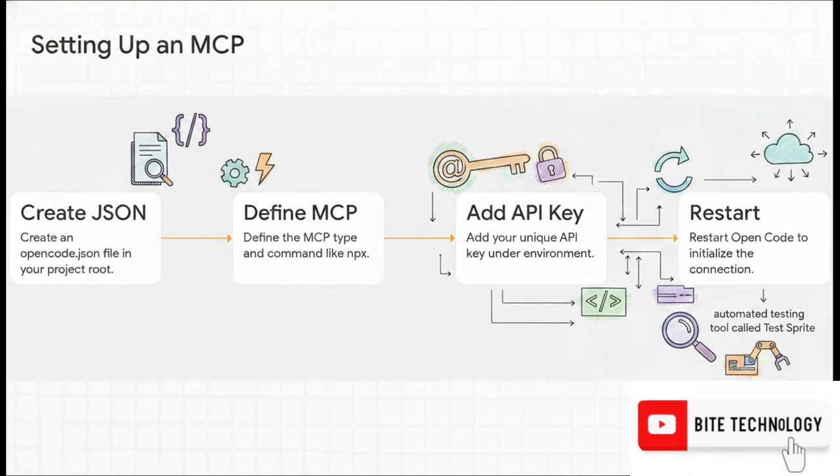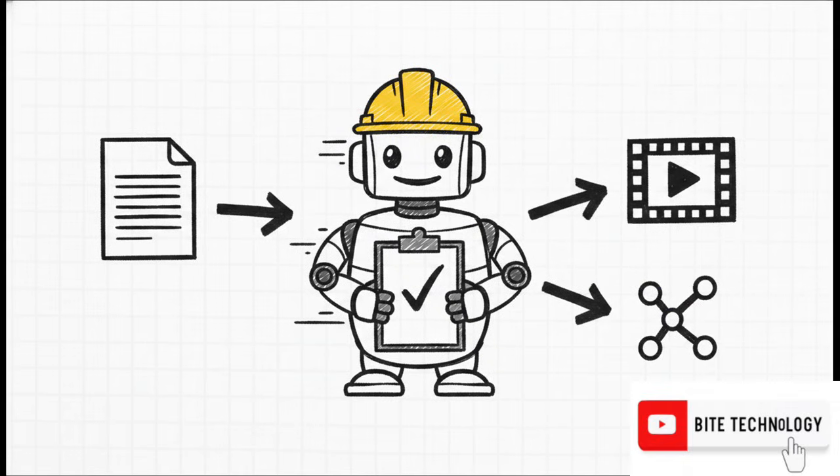MCPs are essentially how you connect this setup to incredible third-party tools, and integrating them is surprisingly simple. You just create an opcode.json file in your project root, define the local command, drop in your API key, and restart. Boom! Your IDE is now hooked up to external services. Let's look at an automated testing tool called TestSprite as a prime example of why this is so incredibly powerful. By integrating TestSprite via an MCP, it's basically like you just hired an autonomous QA contractor.